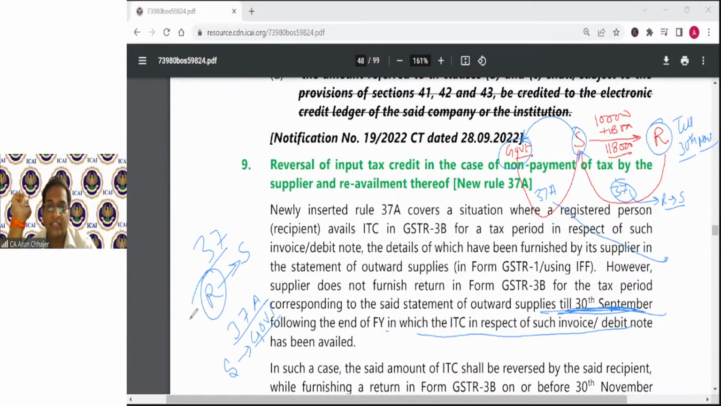What is the use of GSTR 3B? Because whatever reversal etc. will be made, we will use GSTR 3B. There is a format. Table 4B is there in GSTR 3B, which we are using for the reversal of ITC.